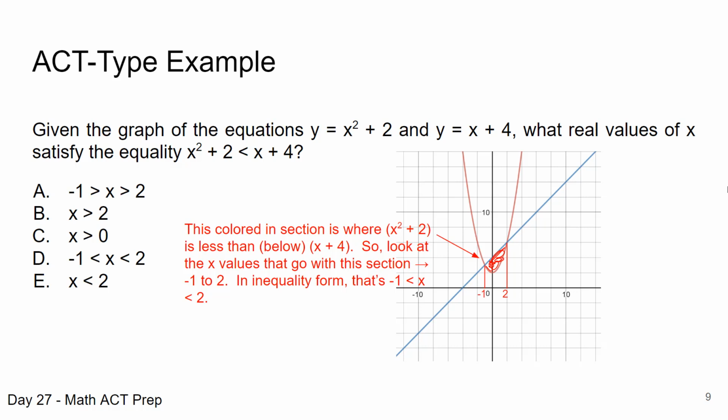So then what we have to do is figure out what interval of the x values are included in that shaded region. And we can tell that it goes from -1 to 2. So when we're looking for that in interval notation, it turns out to be answer choice D. -1 is less than x is less than 2.